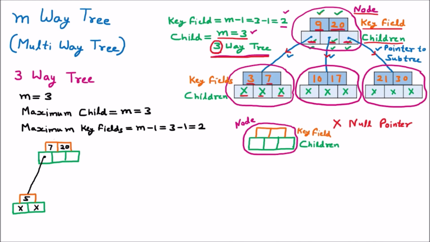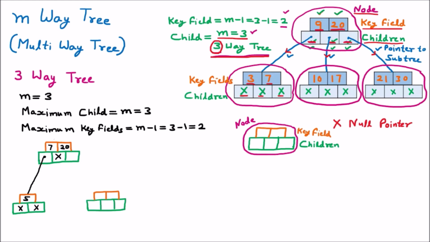Now we are assuming that in 7 and 20 there is no child. So here I am putting the cross, that means no further child available. I am taking one more case here. Let us suppose in 7 and 20 we have one more child which has 3 children. So let us suppose here the 3 children, that means 3 blocks. Here we can connect the 3 blocks, that means 3 children. 3 children means 3 minus 1, so there will be 2 key fields. So here 2 key fields are available.